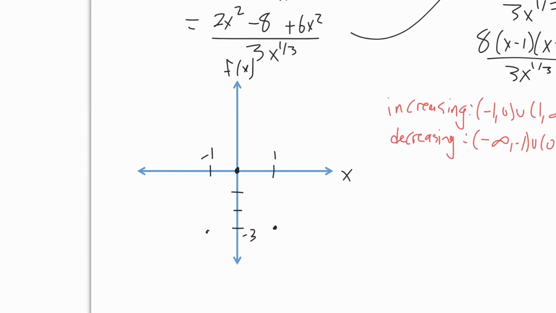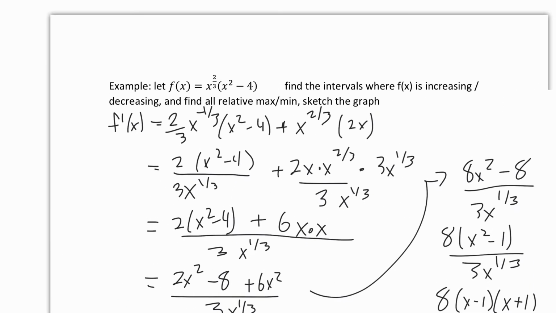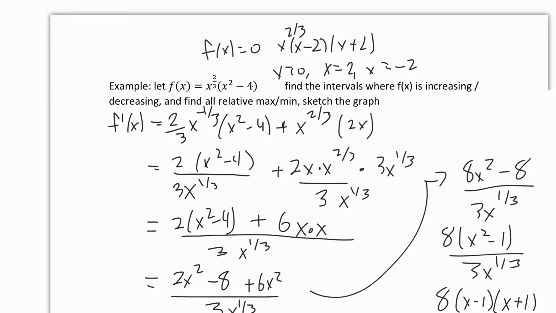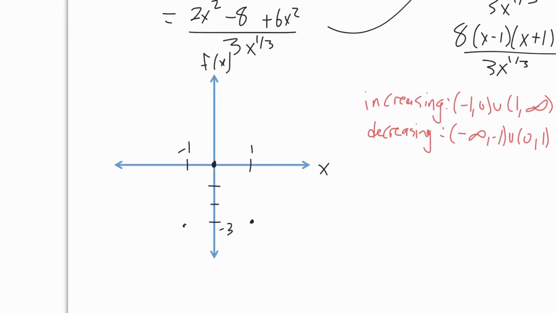And if we wanted, we could actually find the x-intercepts. If we look back at the original equation here, if we set it equal to 0, we would get, well, x squared minus 4 would factor as x minus 2, x plus 2. And we have x to the 2/3. So you get x equals 0, x equals 2, x equals negative 2. So we could add those intercepts if we want, just to help round out our graph, give it a little bit more detail. So we've got an intercept over here at negative 2 and 2.